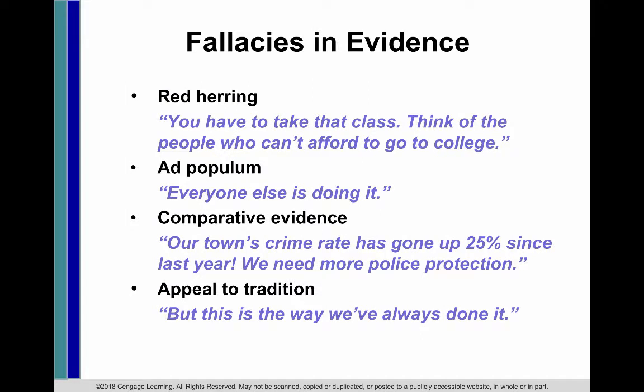An argument is only as good as your support, and evidence that is irrelevant, inaccurate, or insufficient causes your argument to be fallacious. A red herring fallacy occurs when your evidence really has nothing to do with the claim. In this example, the claim is that you have to take that class. The evidence is that there are people who can't afford to go to college. Now, think about it. What does that have to do with you taking a class?